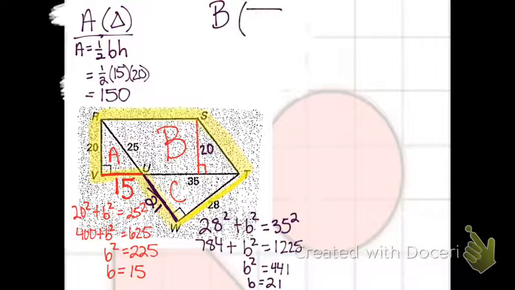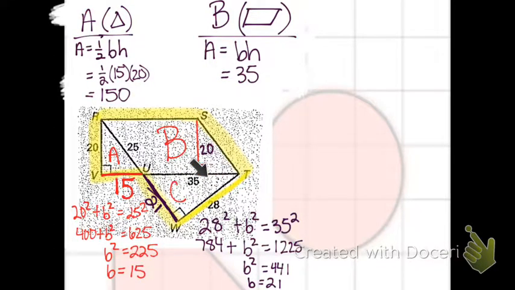Section B is a parallelogram, so our area is equal to base times height. Our base this time is 35. It is not going to be the whole length here. We're not going to add those together. It's just the parallelogram base, which is 35. And the height, again, we talked about, has to be perpendicular to it, which is 20. So when we multiply those, our area would be 700 units squared.